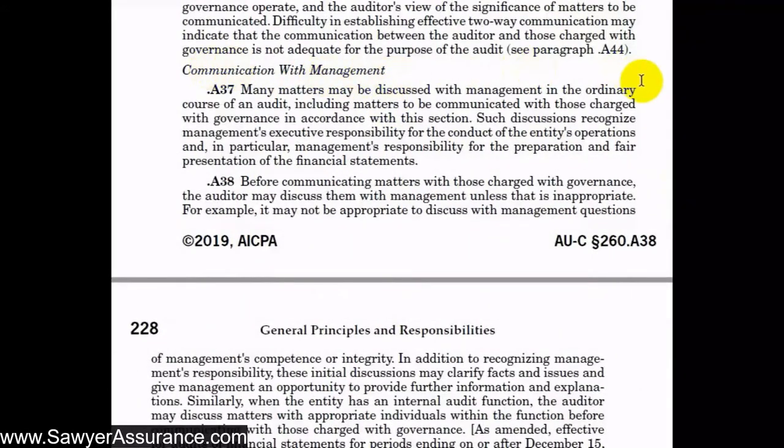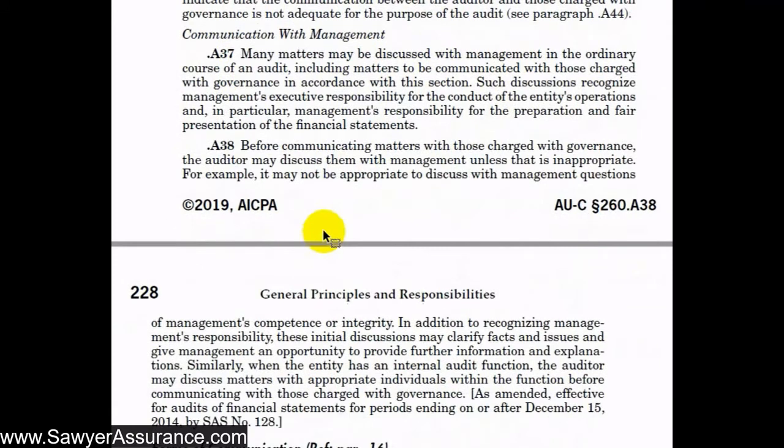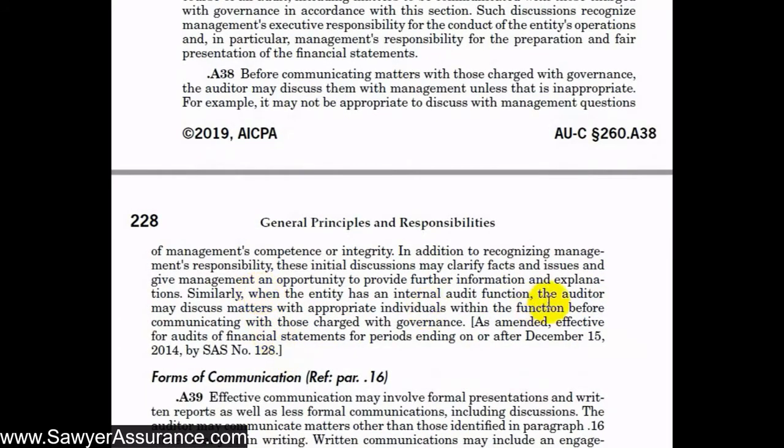Next, regarding communication with management, a lot of the matters that we will discuss with those charged with governance will also be discussed with management in the ordinary course of the audit. But there may be some situations where communicating with management might not be appropriate before we communicate with those charged with governance. For example, when asking those charged with governance about management's competence or integrity, we might not inform management about that. But overall, it's typically a good idea to communicate with management before we communicate with those charged with governance, because they would be able to clarify facts and issues for us before we go to those charged with governance, and so we have a good idea of the situation and are ultra informed.